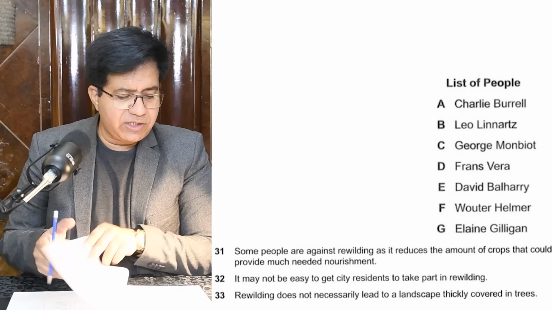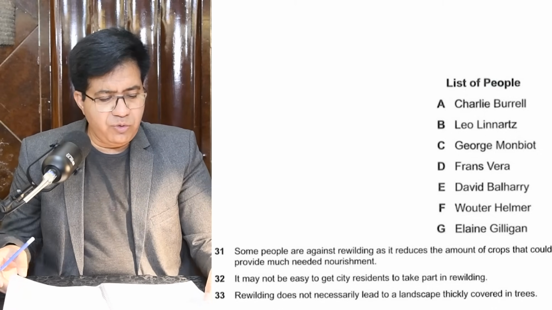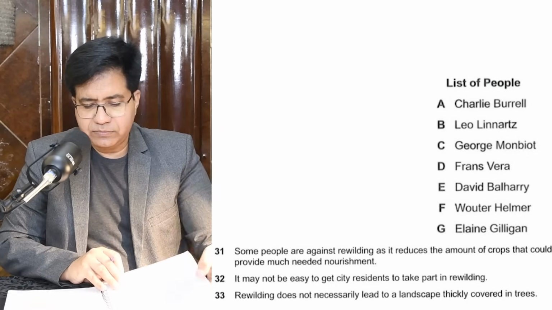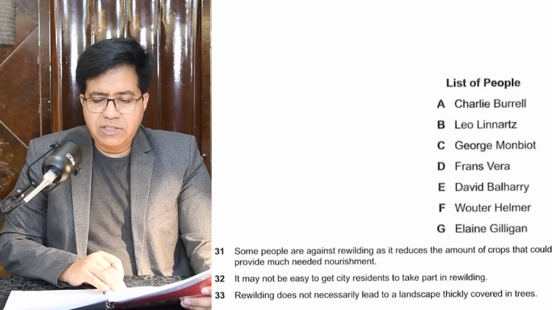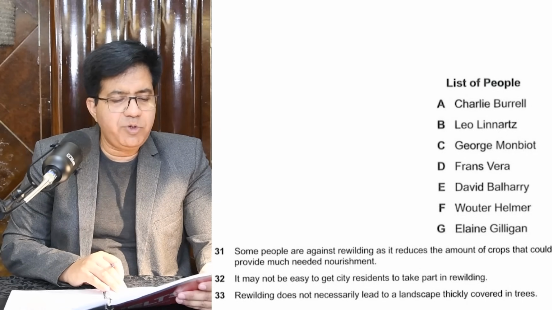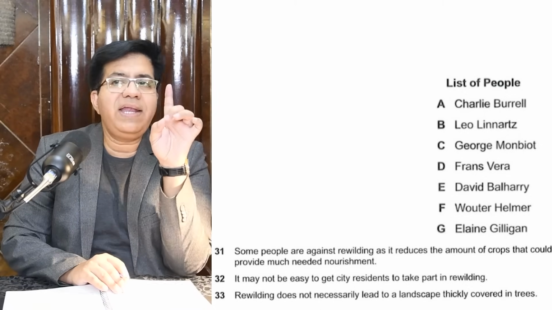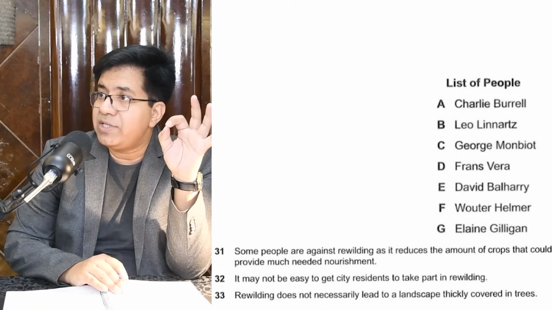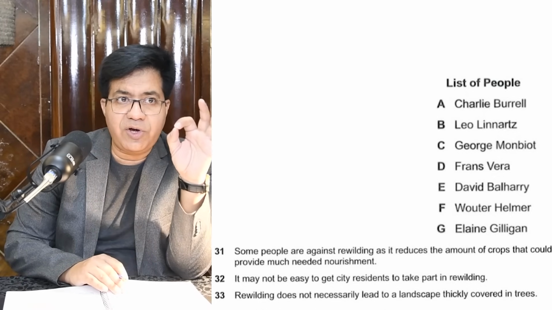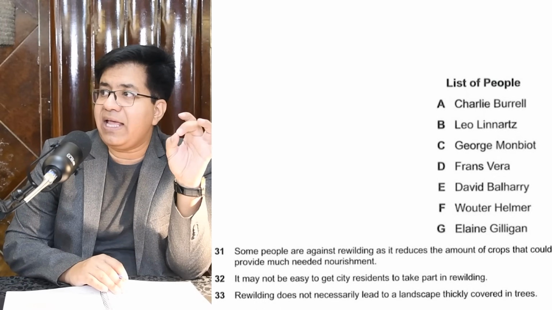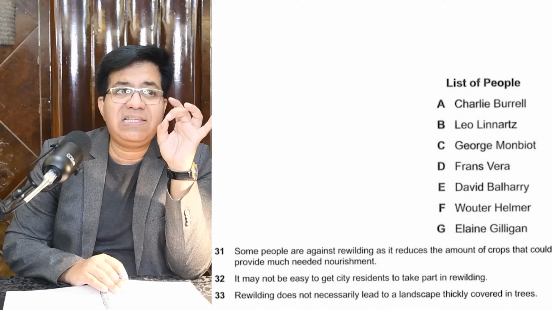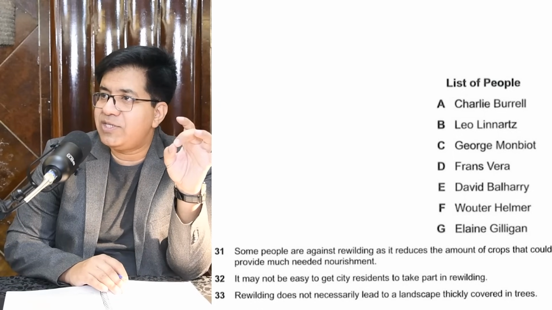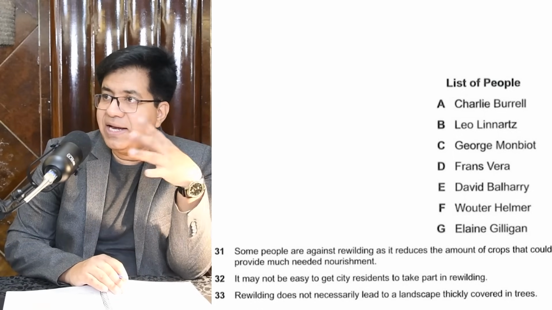Anyways, let's get started. What we are going to do is look for this first name, Charlie Burrell. All right, Burrell. So we have Charlie Burrell. Now listen, two things. One is inverted commas, because you need to look for their statements. Statements are given in inverted commas. And the second thing is Burrell says, Burrell argues, Burrell highlights, Burrell asserts, or anything like that.